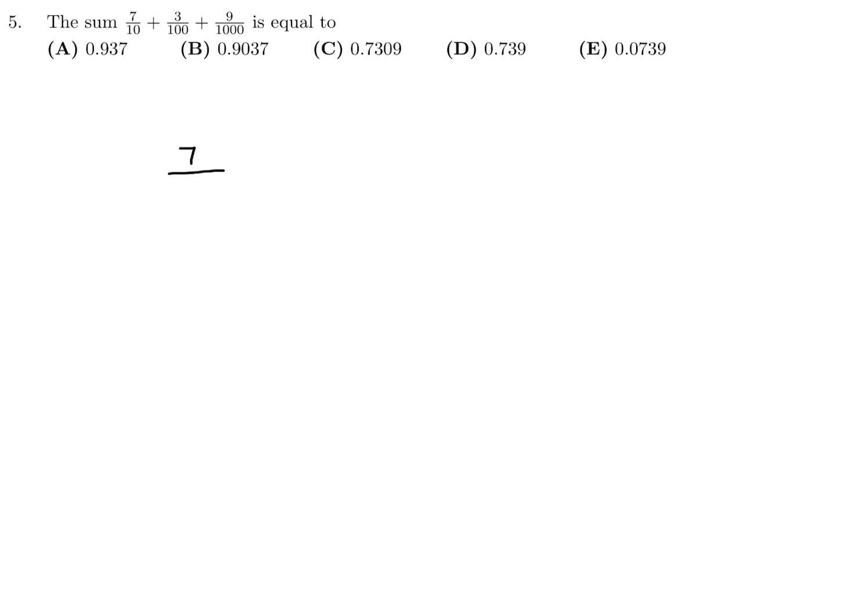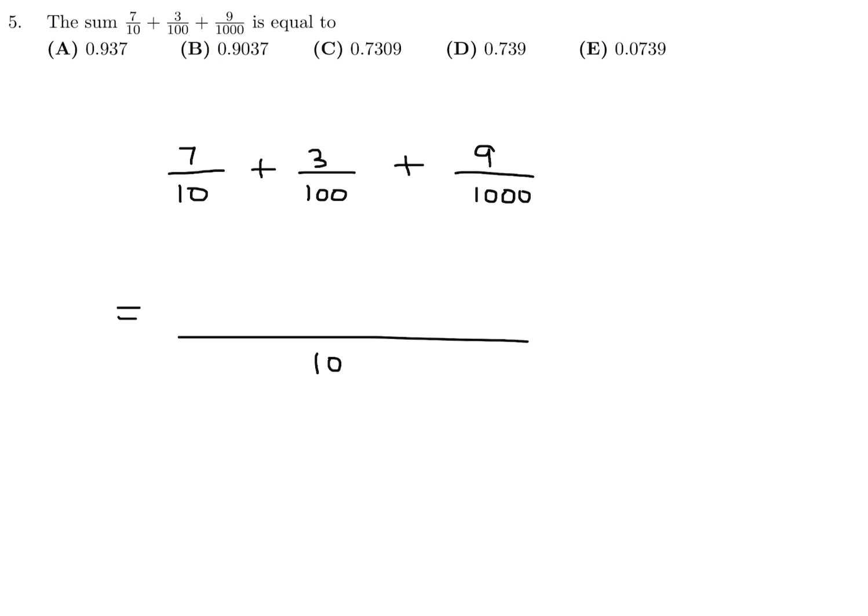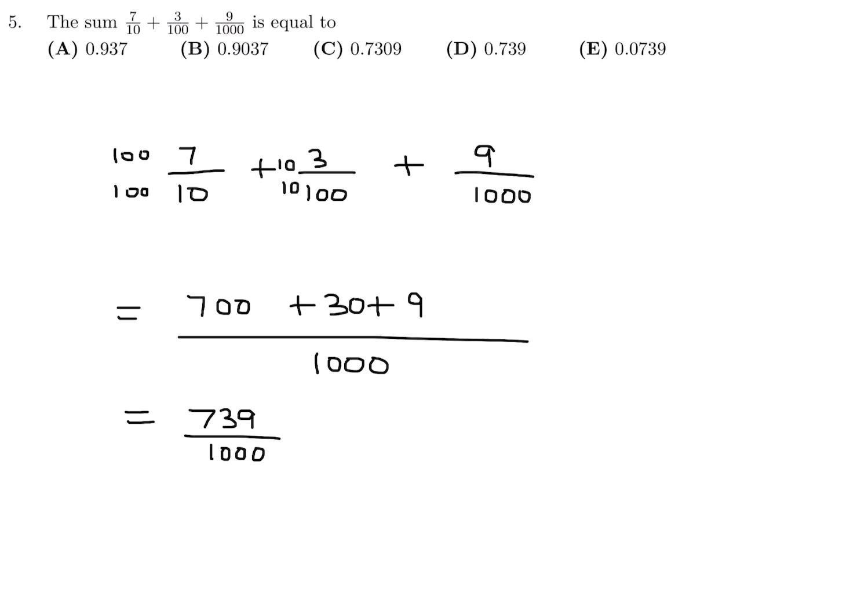The sum of 7 over 10 plus 3 over 100 plus 9 over 1,000 is. Let's get a common denominator, which is 1,000. You would have to multiply top and bottom here by 100. That gives you 700. Top and bottom here by 10. That gives you 30. And this one just becomes 9. So that's 739 over 1,000. And they've got the answers in decimal format. And this is 0.739. So number 5, the answer is D.